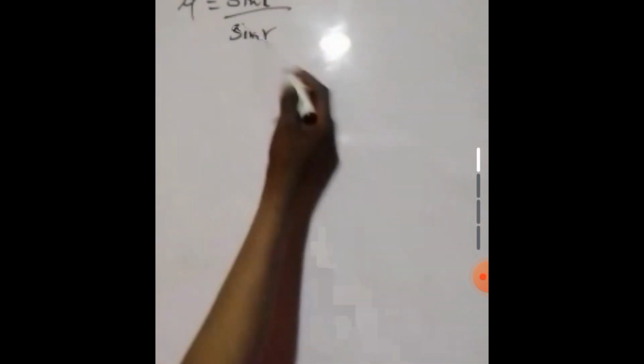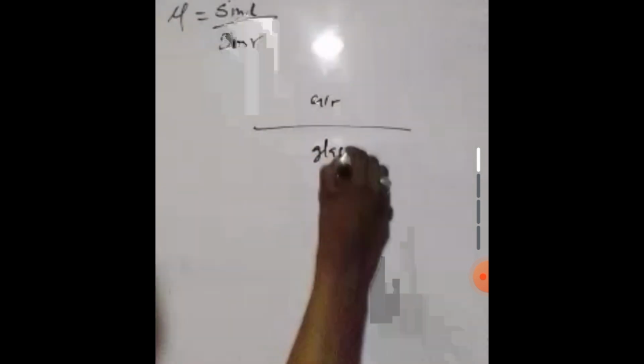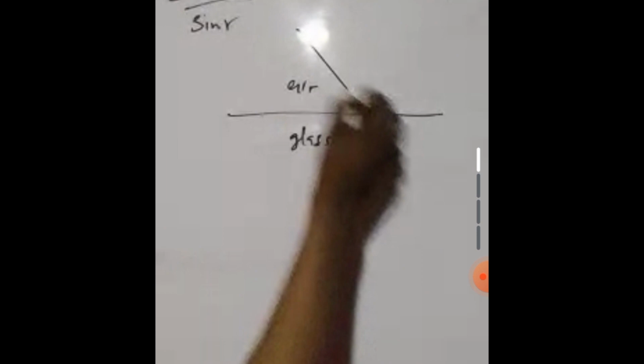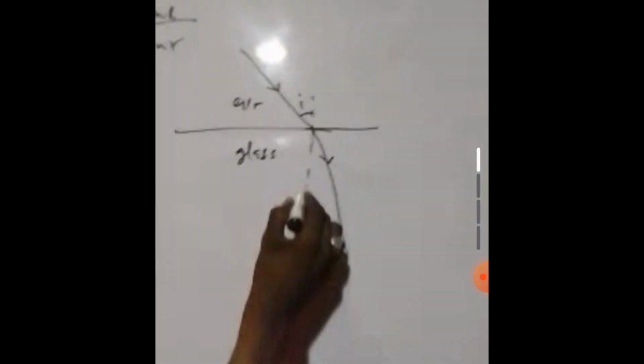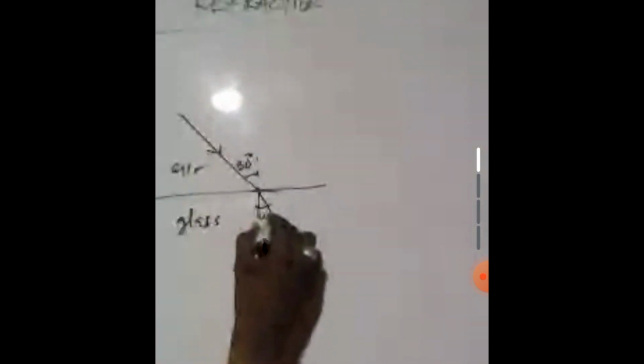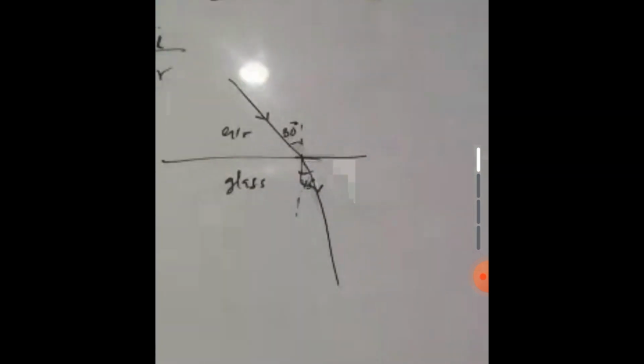This is glass. Please, let's concentrate very well. Incident ray like this, normal at the point like this, refracted ray changes direction like this. Angle of incidence like this, angle of refraction like this. So if this is 30 degrees and this is 45 degrees, and we're asked to calculate the refractive index.